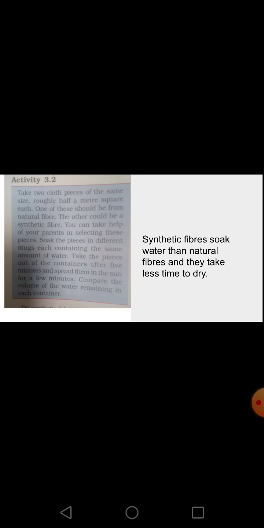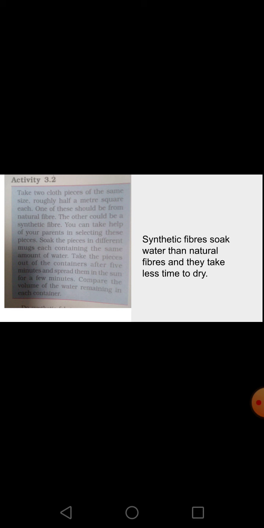Next, another activity on synthetic fibers. We take two types of fabrics, one made from synthetic and another from natural fiber. You soak these two in a cup of water for a few minutes, then you take the pieces out of the container and spread them in the sun for a few minutes. From this we can understand that synthetic fibers soak less water than the natural fiber and they take less time to dry.